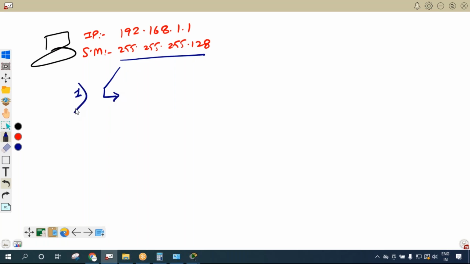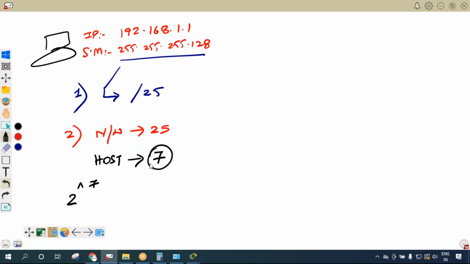When you see the subnet mask, quickly in your mind, what should come? Step number 1. What is the slash? Correct. You will say /25. Then quickly, what will you get? The network bits. How many bits on the network side? 25 bits on the network side. How many bits on the host side? 32 minus 25 is 7 bits on the host side. How many host IP addresses will you get? 2 raised to 7.